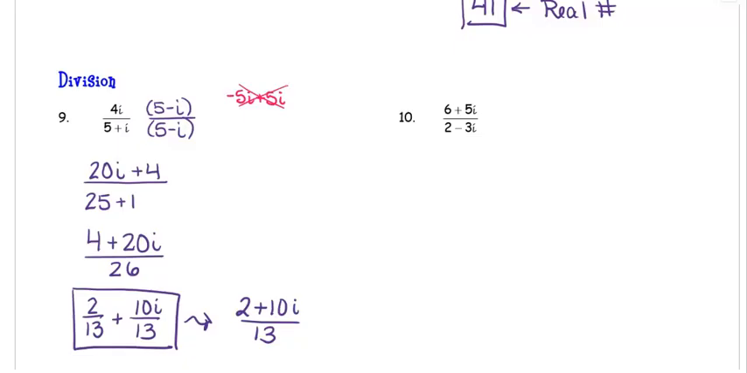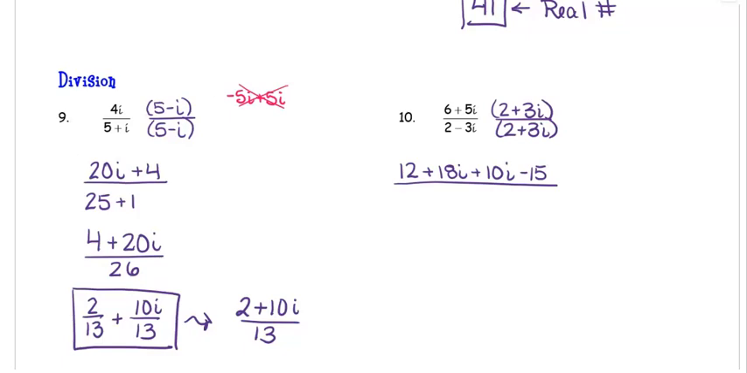All right, let's see if we can do the same thing with number 10. Again, I cannot just cancel out the i's. Instead, what I need to do is multiply top and bottom by that complex conjugate, 2 plus 3i. Upstairs, we're going to FOIL. 6 times 2 is going to give me 12. The outside is going to give me 18i. The inside is going to give me 10i. And then the last, 5i times 3i, well, that's going to give me a 15i squared. So 15 times negative 1 is a negative 15.